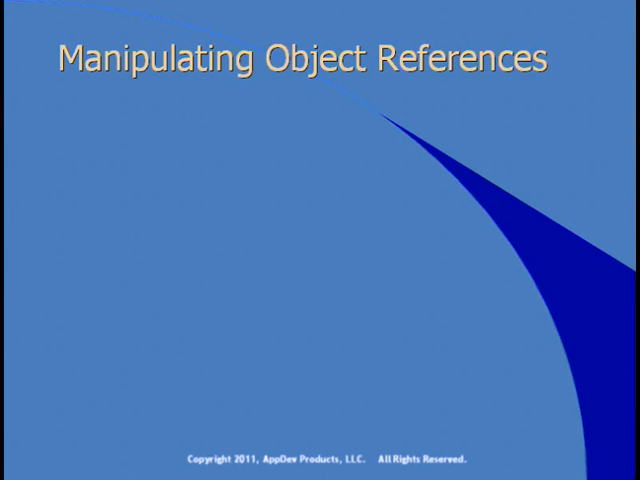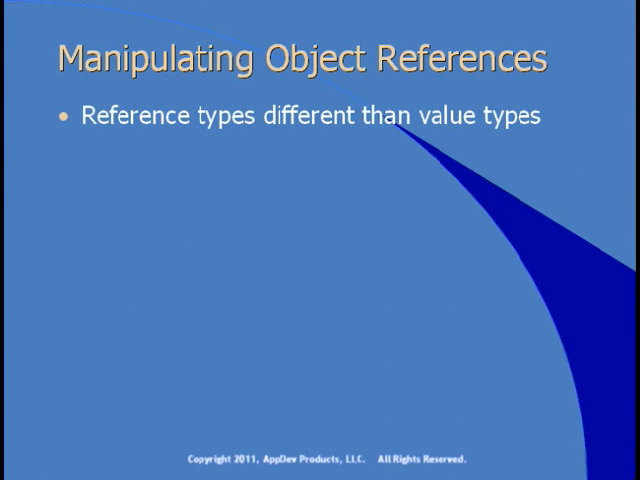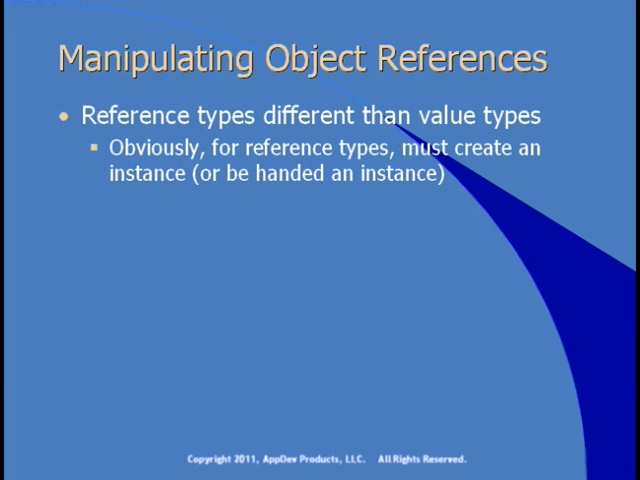On to a different issue. Reference types are different than value types. That's like saying humans are different than insects. Obviously, for reference types, you must create an instance or be handed an instance by some method call. You have to actually have an object in hand to be able to work with a reference type.